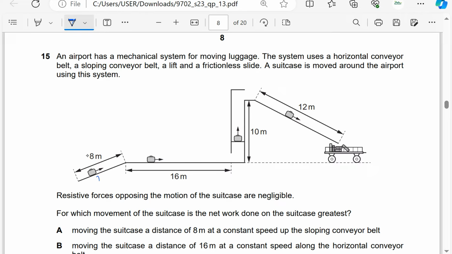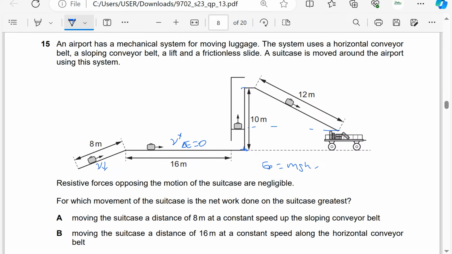Of course, here we know that speed decreases, kinetic energy decreases. Here, speed remains constant. The change in kinetic energy here is going to be 0. Here, speed increases, kinetic energy increases. But here, potential energy decreases. Then to lift this upwards, potential energy increases to lift this for 10 meters, because potential energy is equal to mgh.